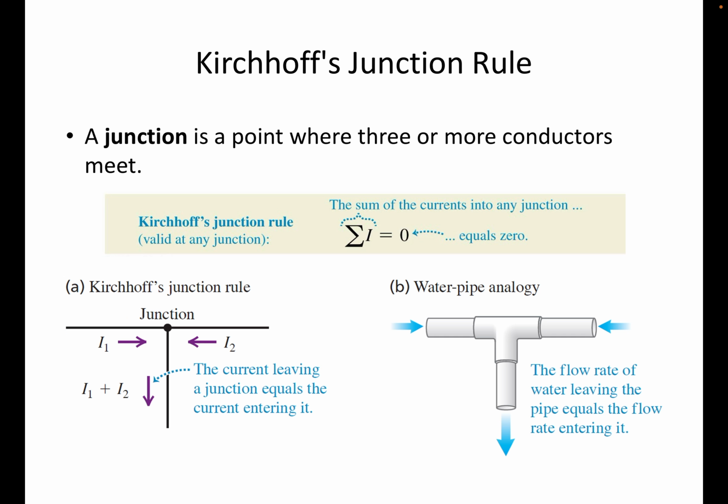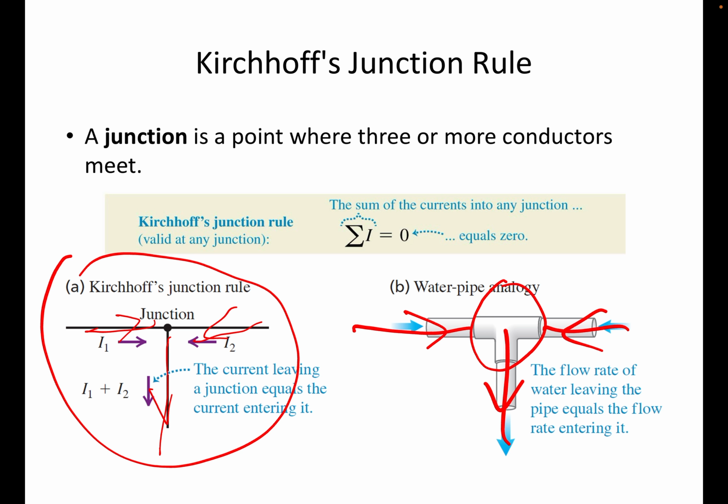A junction is any point where three or more conductors meet. The junction rule says the total current into the junction must equal the total current out of it. There is a direct analog to water flow in pipes. If we have a junction in a water pipe, the water current going into the junction has to equal the water current going out. The same applies to electric current, as charges are conserved.